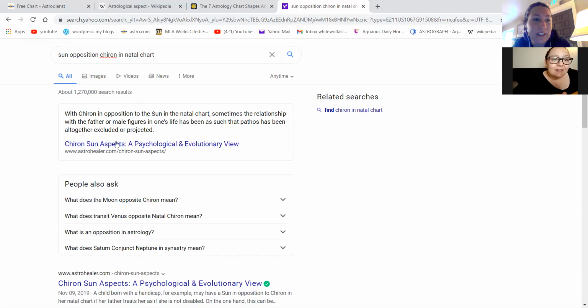the natal chart, sometimes the relationship with the father or male figures in one's life has been such that pathos has been altogether excluded or projected.